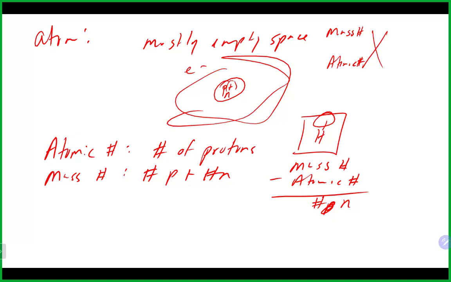Pretty much all elements will have protons, electrons, and neutrons. The one exception is hydrogen. It has, again, just a proton and electron. It does not have a neutron. But again, that's a very common way we do that.